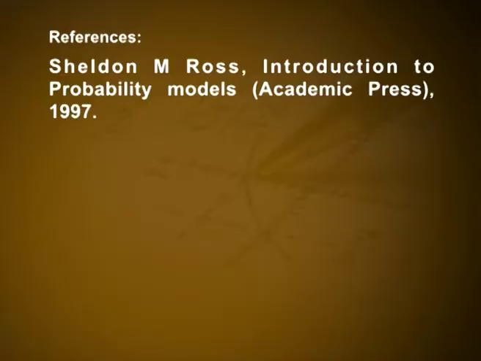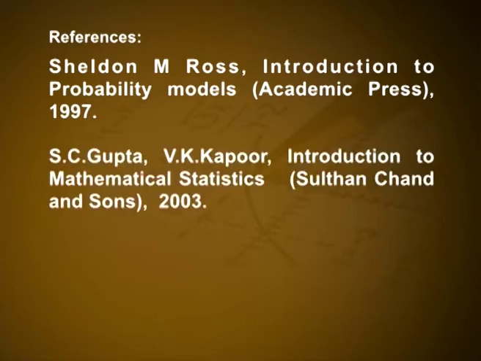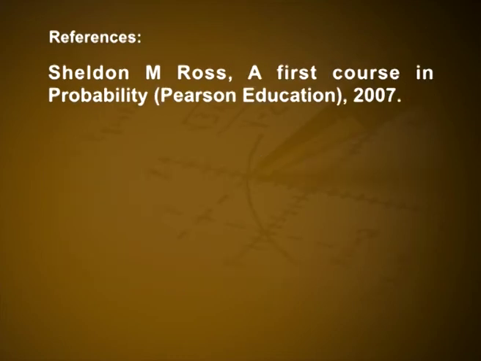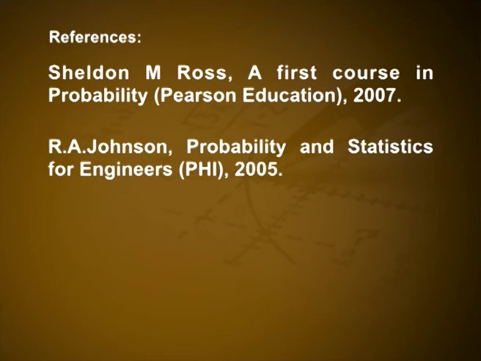The books for your reference. Number 1, Sheldon M. Ross, Introduction to Probability Models, Academic Press, 1997. S.C. Gupta, V.K. Kapoor, Introduction to Mathematical Statistics, Sultan and Sons, 2003. T.K. Chandra, D. Chatterjee, A First Course in Probability, Narosa, 2003. S.M. Ross, A First Course in Probability, Pearson Education, 2007. R.A. Johnson, Probability and Statistics for Engineers, PHI, 2005.